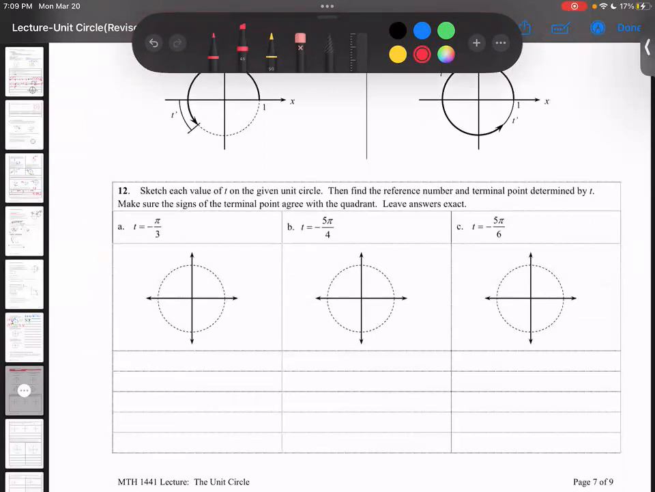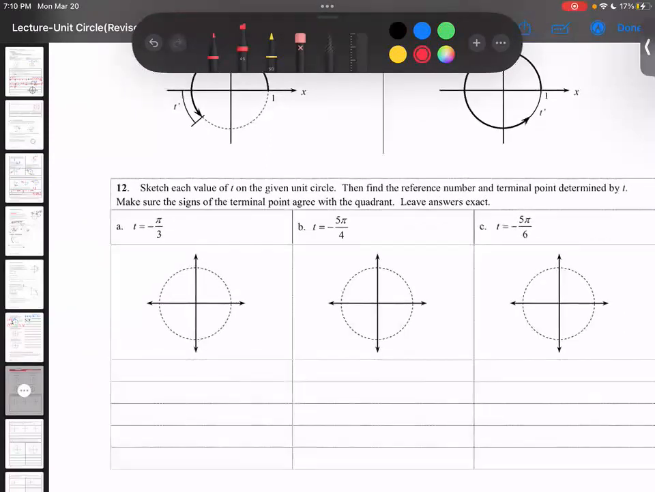12a, they want you to sketch the value t on a given unit circle, then find the reference number and the terminal point determined by t. Make sure the sign of the terminal point agrees with the quadrant. Leave answers exact. So t is negative pi over 3. Negative pi over 3, you go clockwise, right? You've got the negative angle. So that is t equal negative pi over 3.